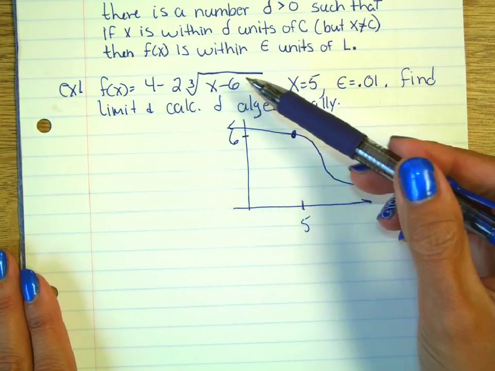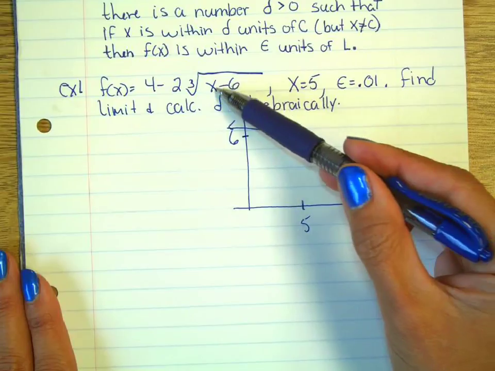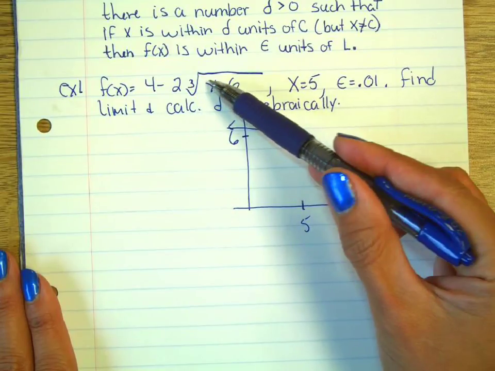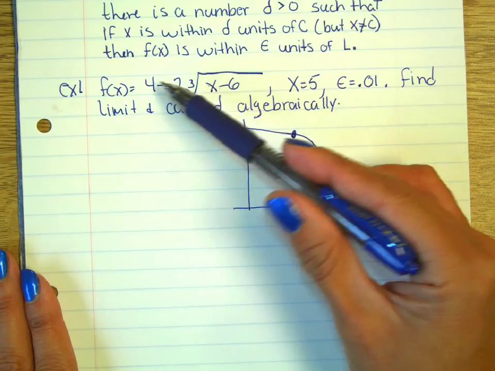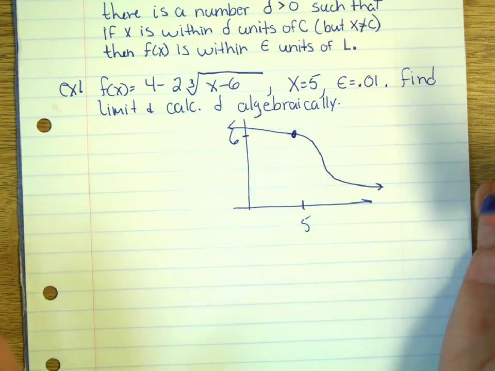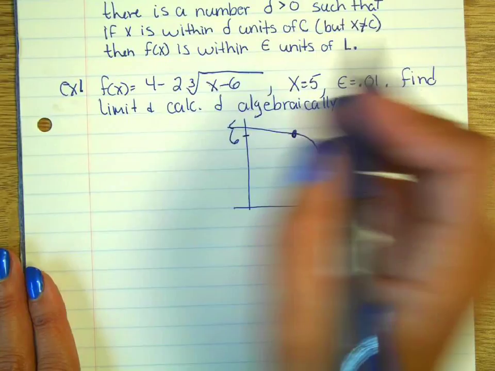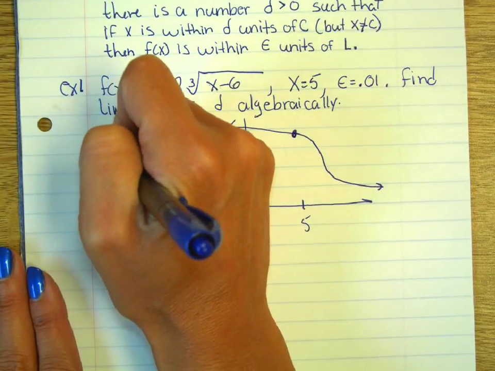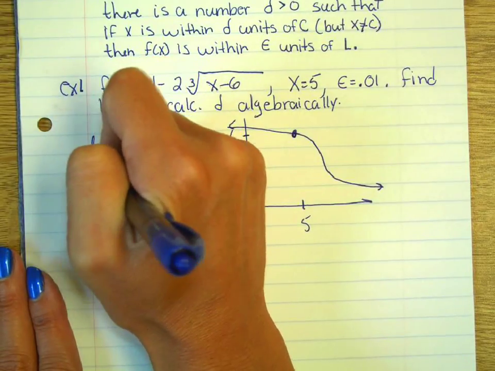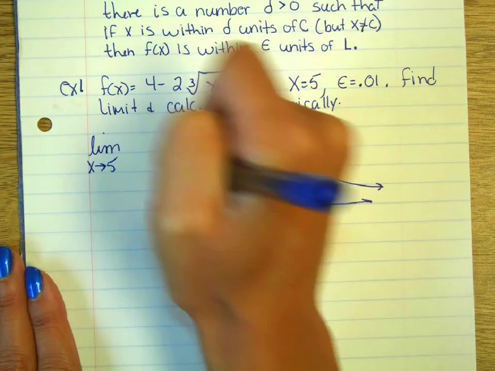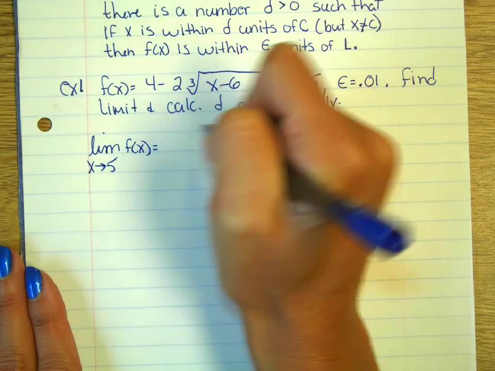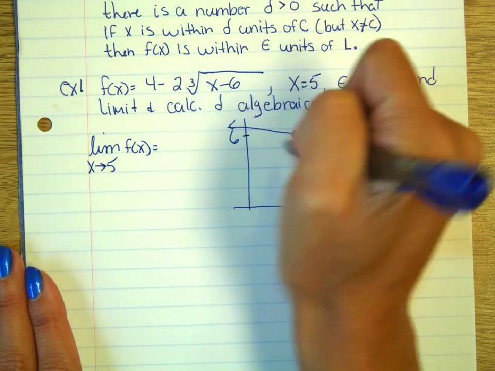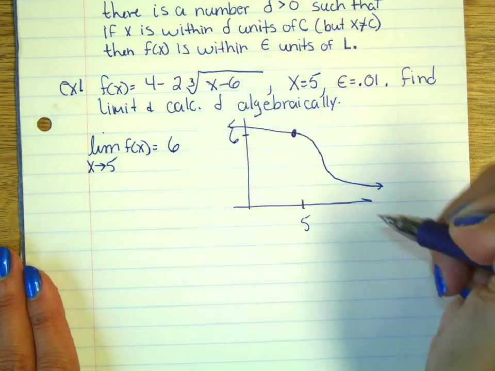And I could have done it here. I could have done 5 minus 6 is negative 1. Cube root of negative 1 is negative 1. Negative 2 times negative 1 is 2. 4 plus 2 gives me the 6. So I could have done that algebraically also. But anyway, the first part was find the limit as x approaches 5 of f of x. And what we're going to do is just plug 5 in there. I did the trace. We get 6.